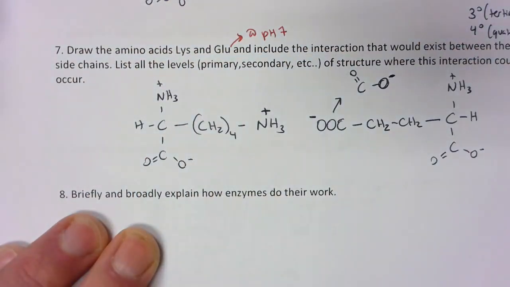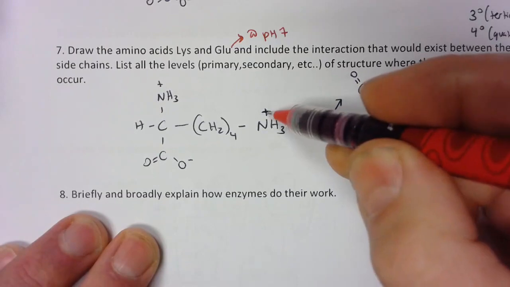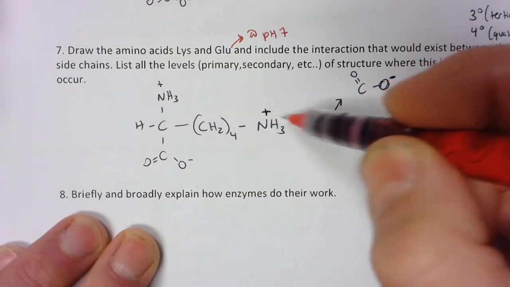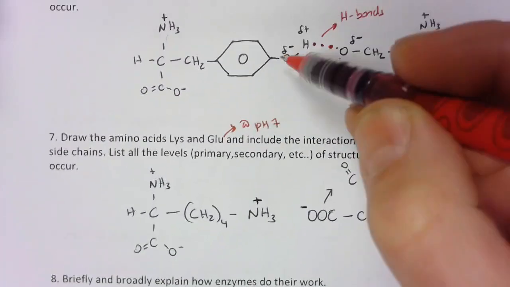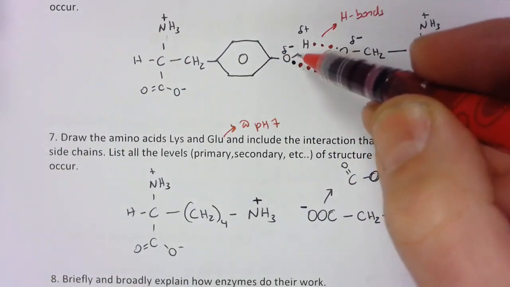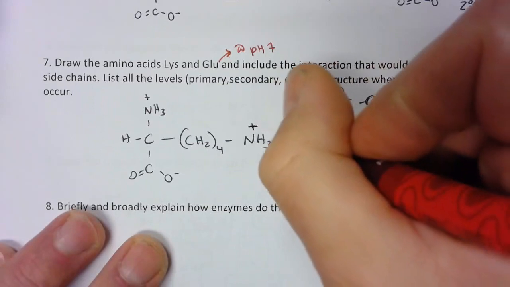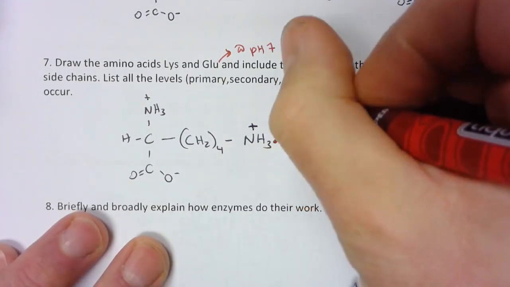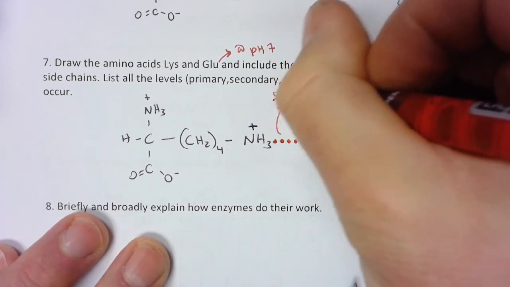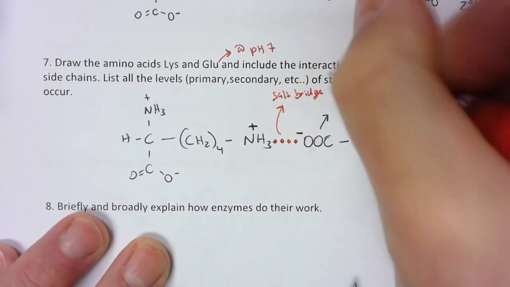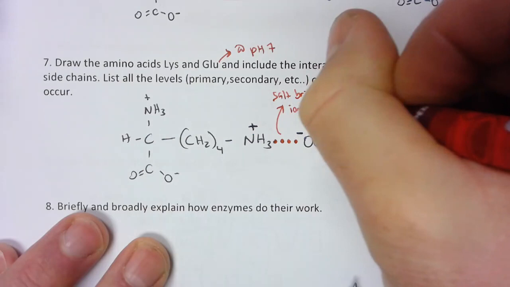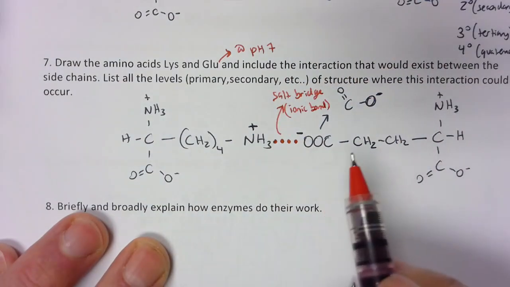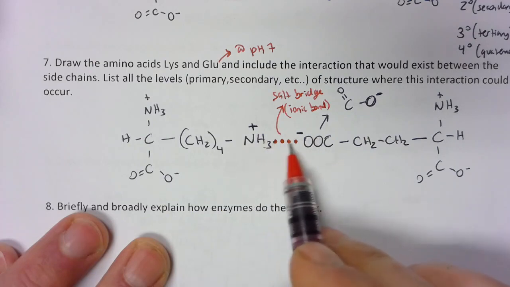Okay. So hopefully you can see that positive and negative being really close to each other, and especially having a full positive and a full negative, as opposed to this one, which was partial positive and partial negative, these are going to attract each other. And they're actually quite strong. We call this a salt bridge or ionic bond. Okay. Full positive, full negative, they will attract each other.